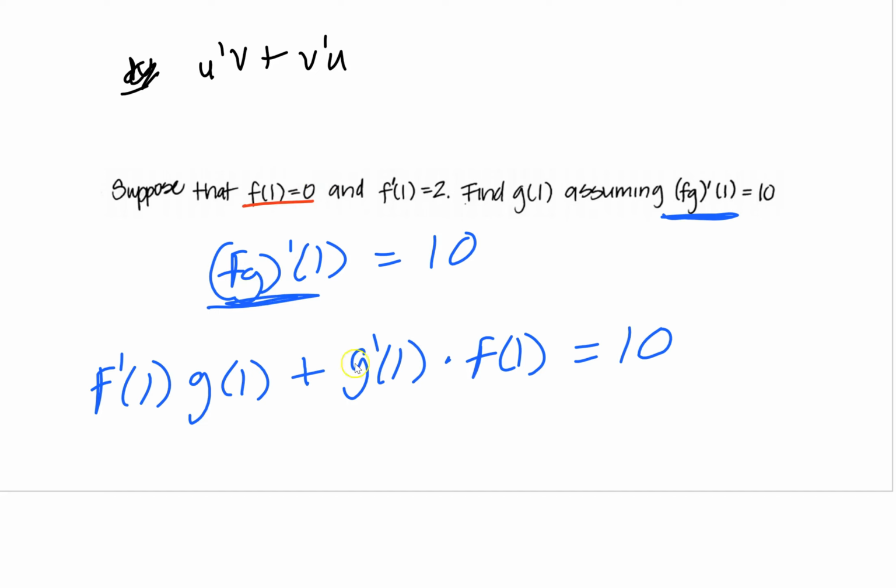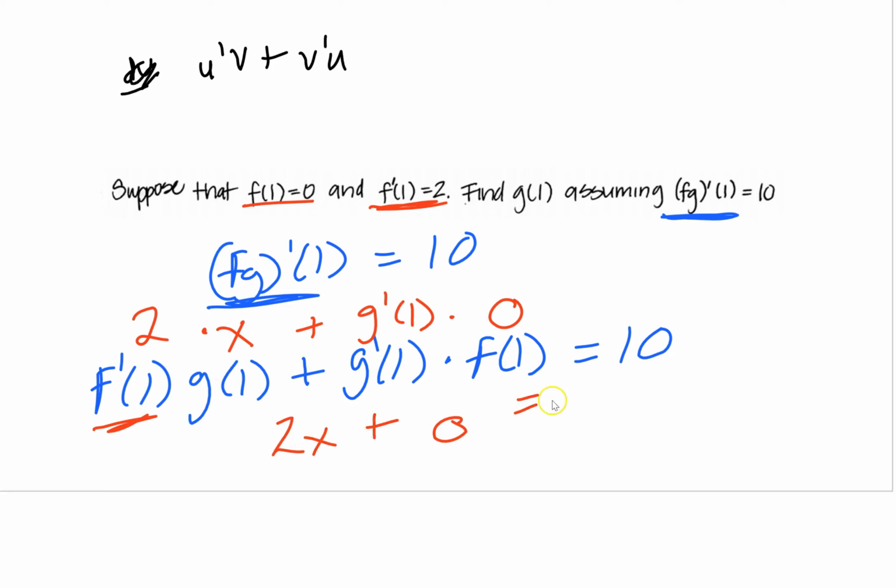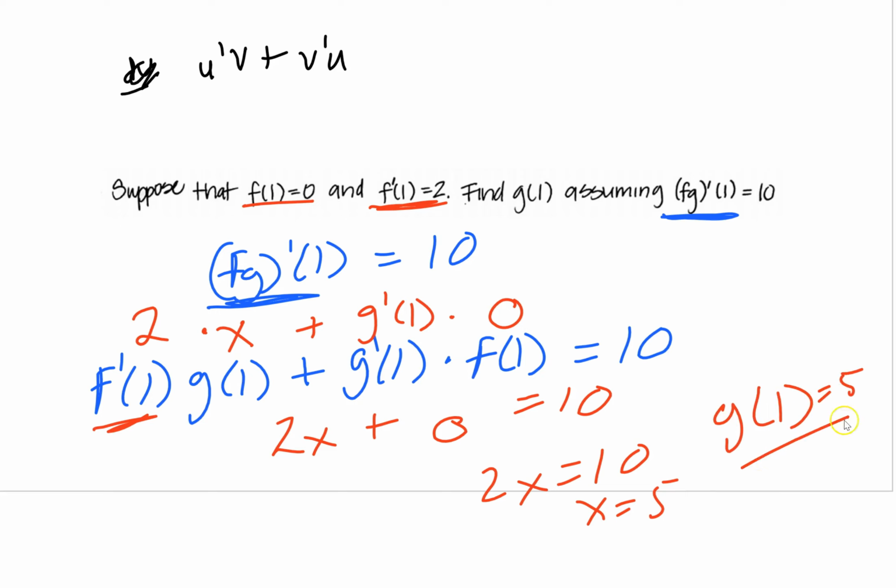Now they tell me f of 1 is 0. So right here, this is 0. f prime of 1 is 2. So right here, that's 2. And then I want to find g of 1, just like my x. Let's put x here because I'm looking for that. I have no idea what this is. This is still g prime of 1. I have no idea what that is. But I know if you multiply it by 0, it's going to go away. So this is just 2x, or 2 times g of 1, equals 10. So 2x equals 10. So x equals 5. So g of 1 equals 5.